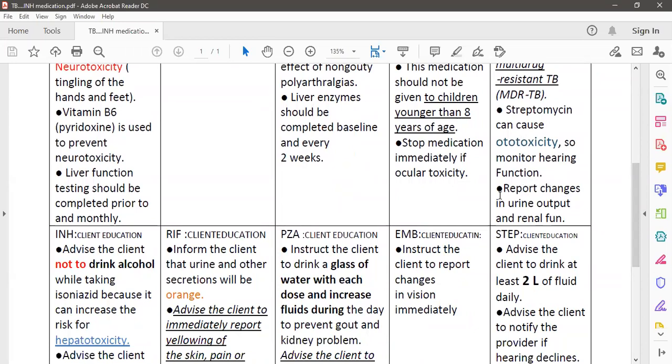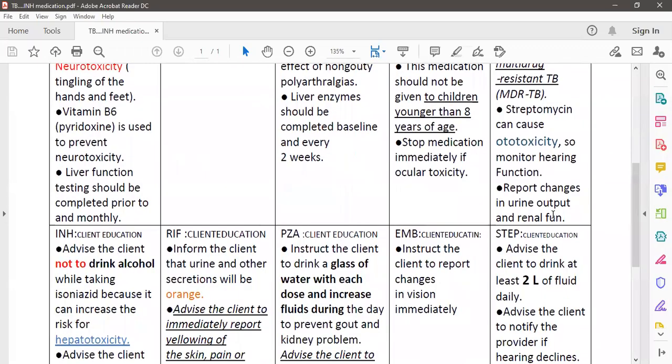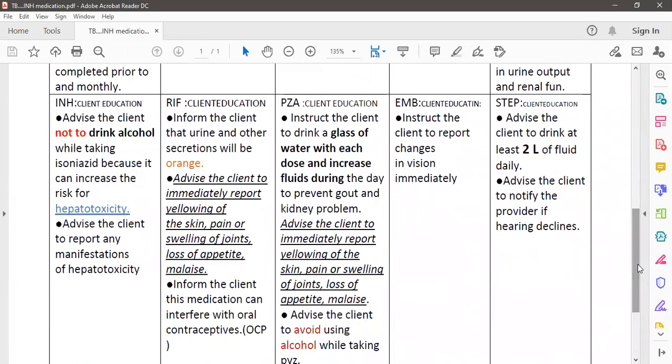Also report any change in urine output or renal function. If anybody's urine output is less, scanty, it indicates the kidney does not work. So what should you advise your patient? Advise the client to drink at least 2 liters of water, to avoid kidney toxicity.